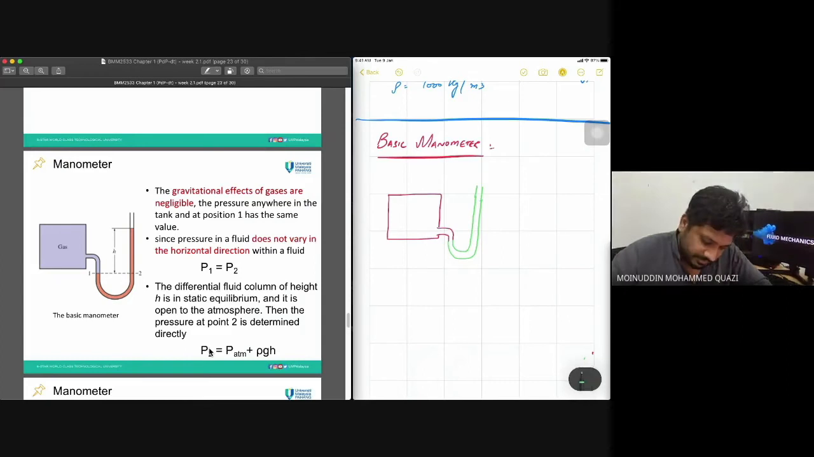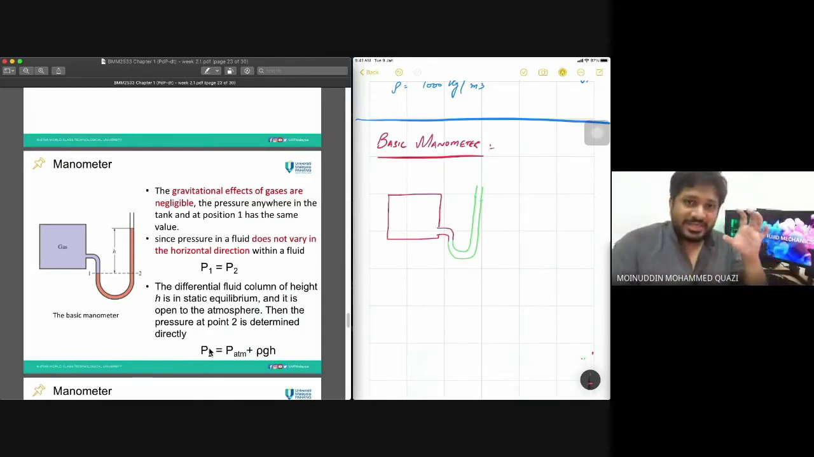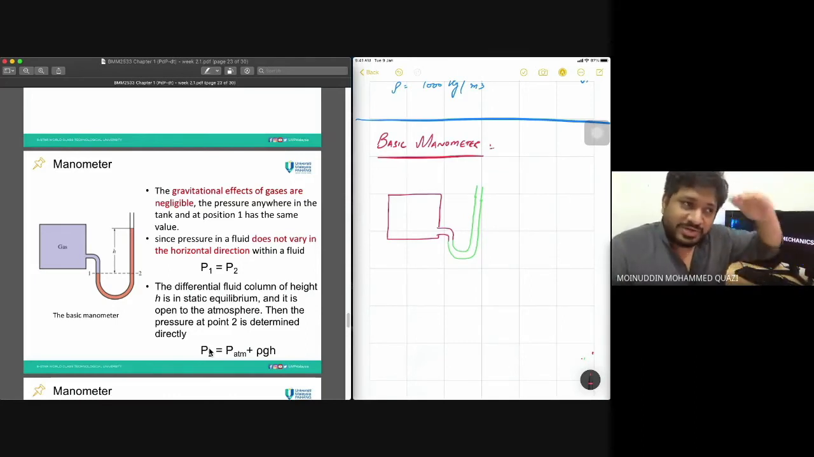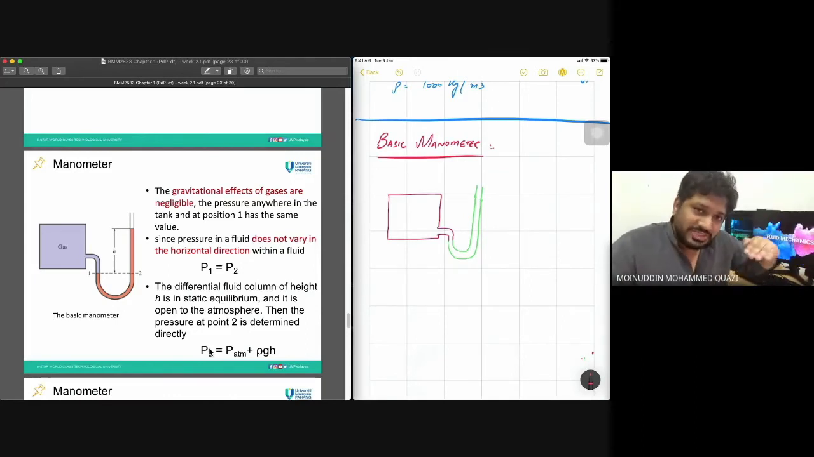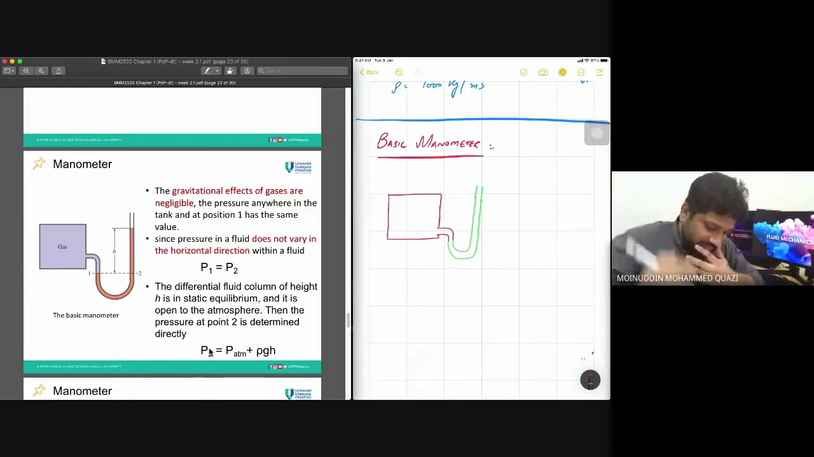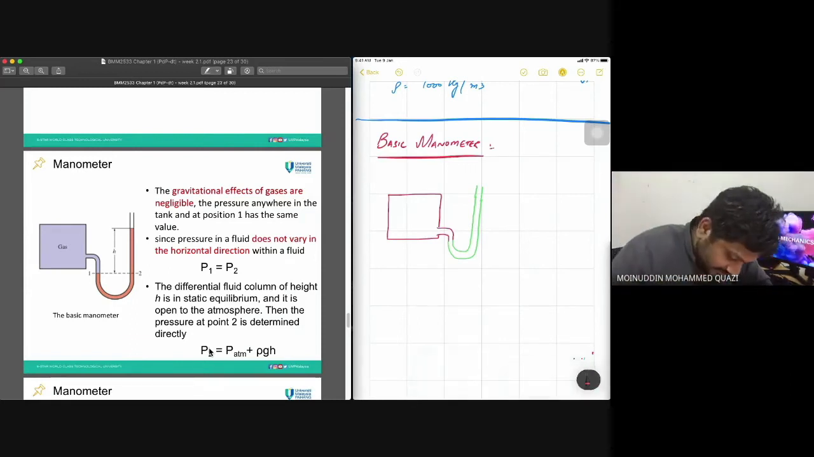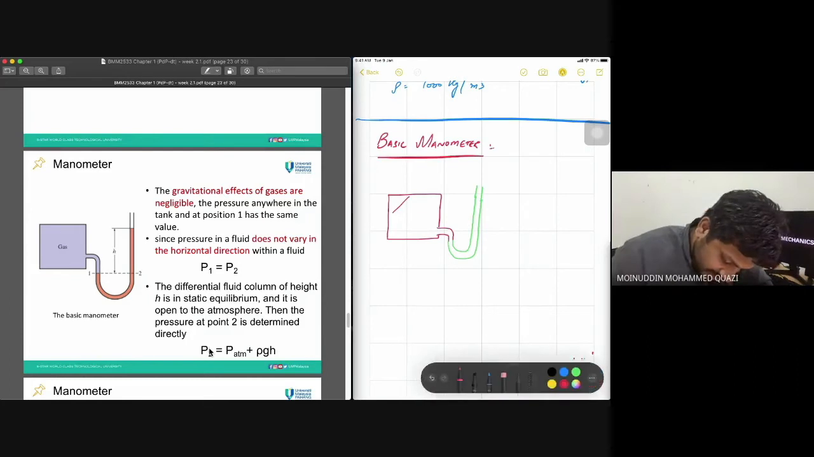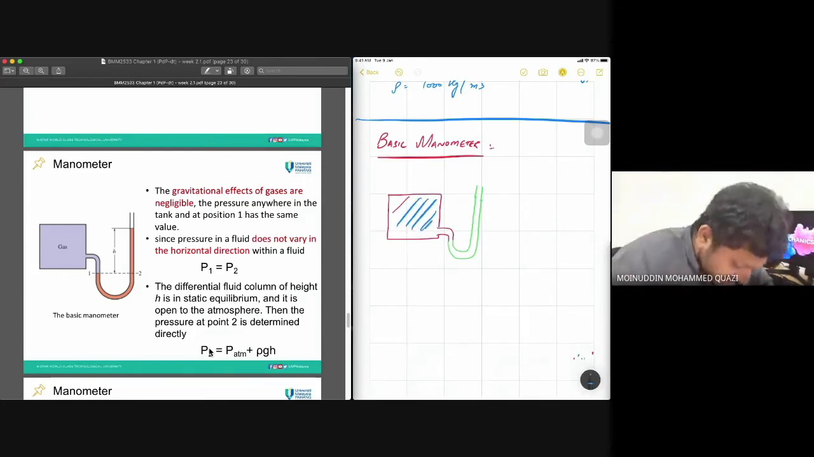Now because I attach this manometer to the tank and the tank has gas inside, that gas is pushing the fluid in the manometer downwards, and if you push downwards this way, it will go up that way. So the gas is until here. This gas is pushing the manometer fluid until here, and then it moves upward in the other direction.